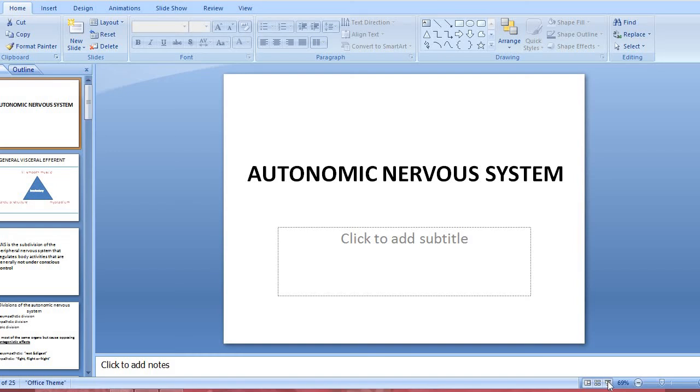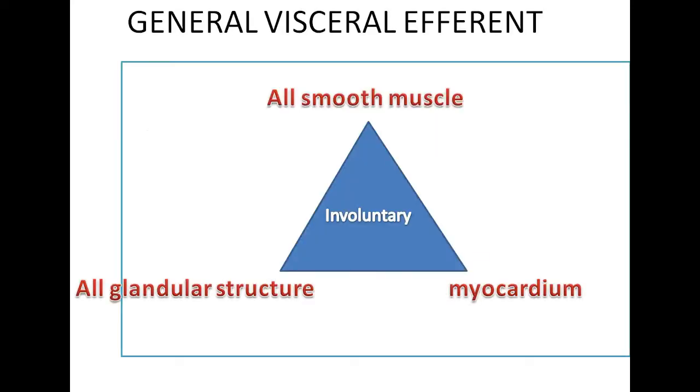Hello everyone. Today we'll be discussing the autonomic nervous system. It is also called the general visceral efferent system. Why we are calling it the general visceral efferent, we'll get to know as we see the subsequent slides and as we discuss further.